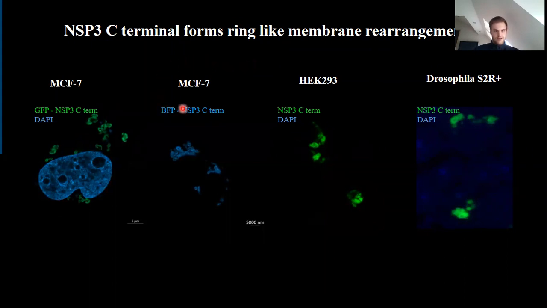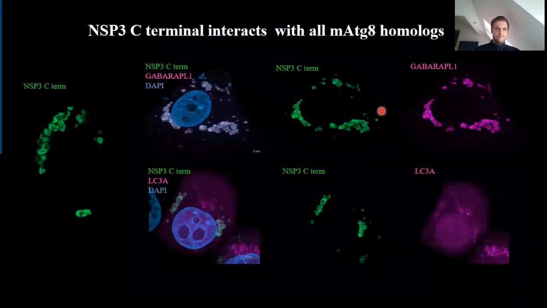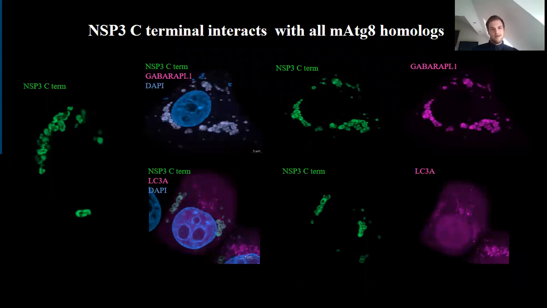independently of the tag, because we used a blue fluorescent protein tag, independently of the cell type, because we used a renal cell cancer cell line, and independently of the species, because we used Drosophila cells here. One of the strongest points of our analysis is that the C-terminal part of NSP3 showed interaction with all mATG8 homologs. Some examples are GABARAPL1 and LC3A here.